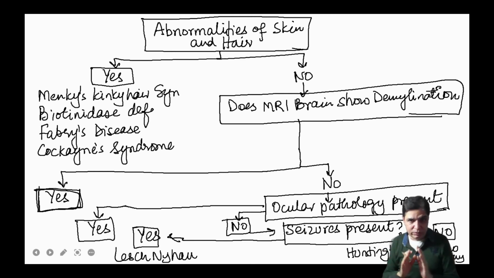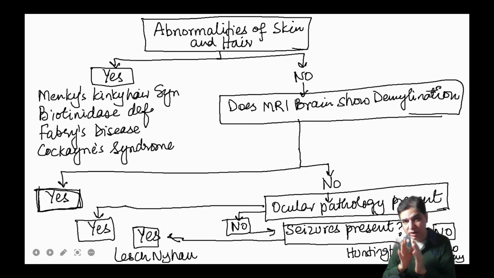If there are no abnormalities of skin and hair, and the child has no visceromegaly, then the most important investigation that can be done at a district general hospital is an MRI of the brain. MRI is one of the best things, and you should remember this one investigation and be able to interpret it. If the MRI brain shows demyelination, then again, you should know what you're dealing with. But if it doesn't show any demyelination, I will come to that.